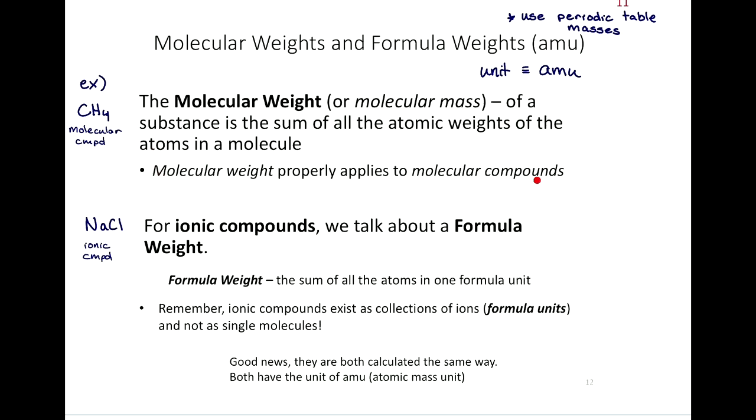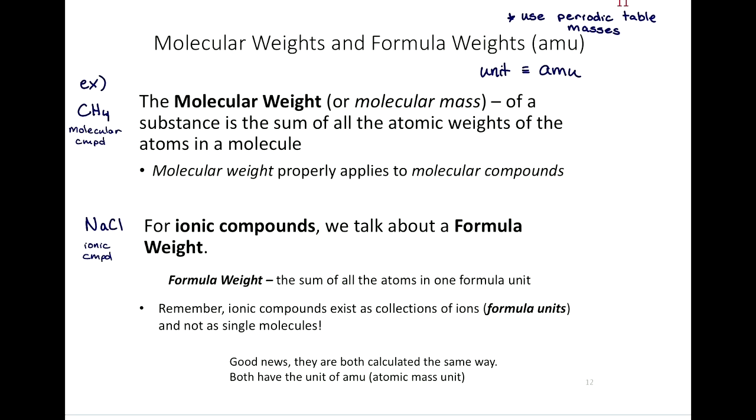So in order to get a molecular weight for a molecule, we just sum up all of the atoms that are there. So if we see CH4, we just take the sum of all of the atomic masses from carbon and 4 hydrogens, add them up. That is the molecular weight of CH4. Right? And so CH4 is a molecule, so it's most appropriate to call the weight of CH4 a molecular weight because it's a molecule. On the other hand is NaCl.